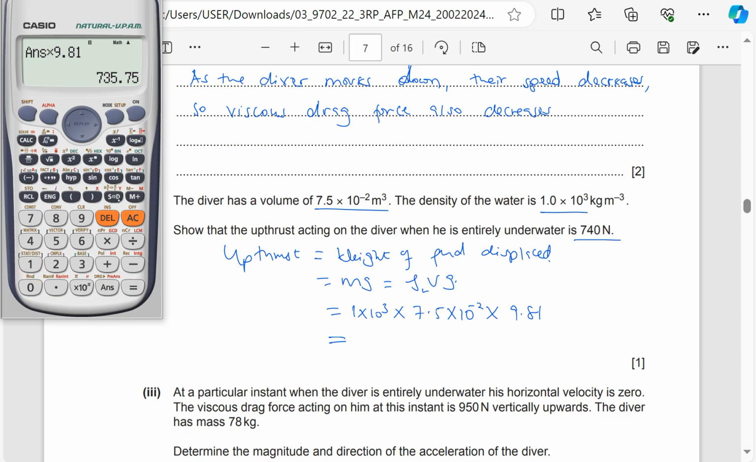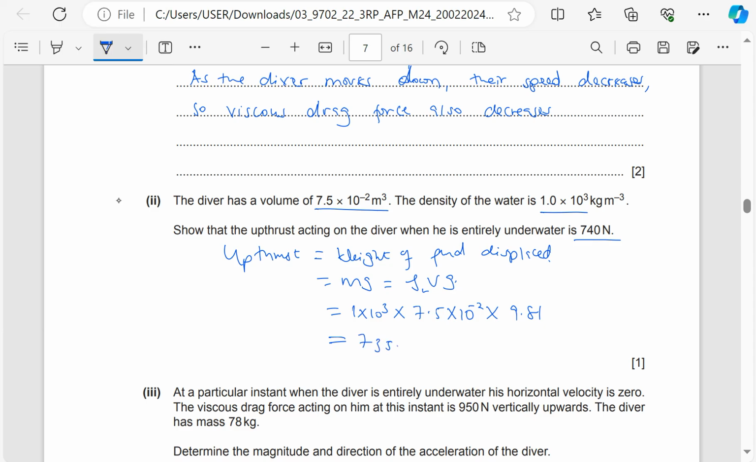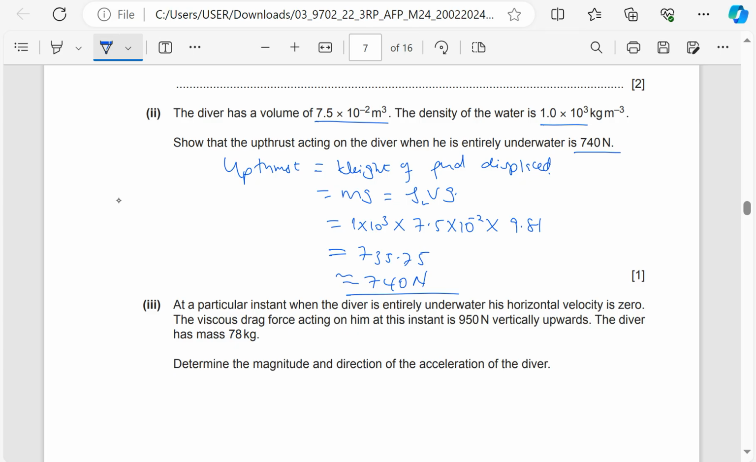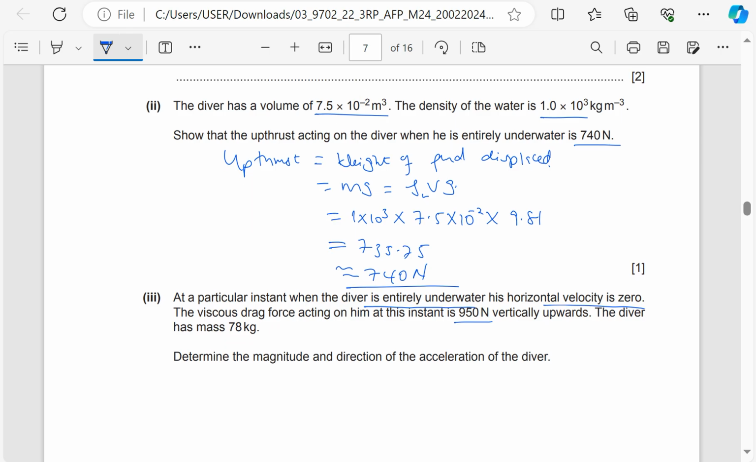So this is giving me 735.75, which is approximately 740 newtons to two significant figures. At a particular instant when the diver is entirely underwater, his horizontal velocity is 0. The viscous drag force acting on him at this instant is 950 newtons, acting vertically upwards.